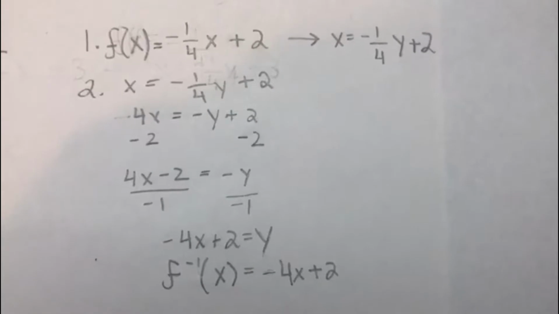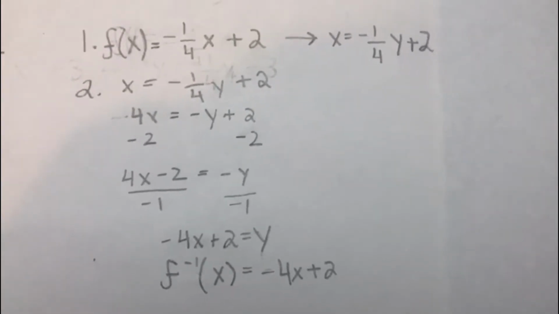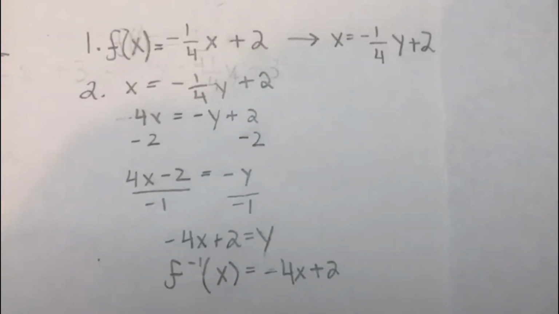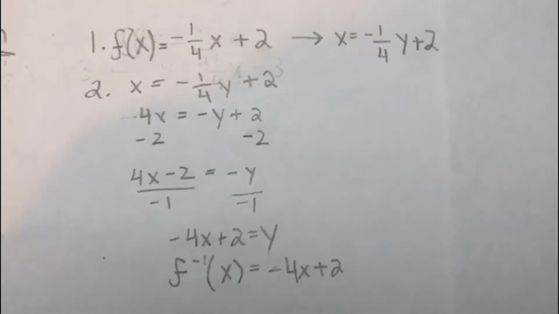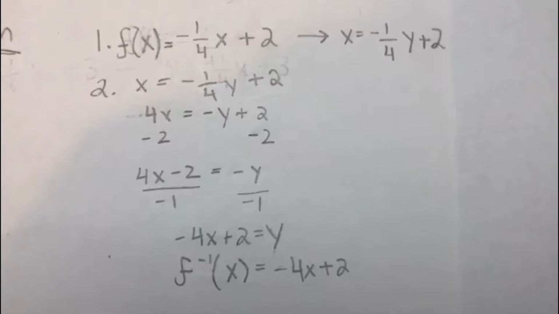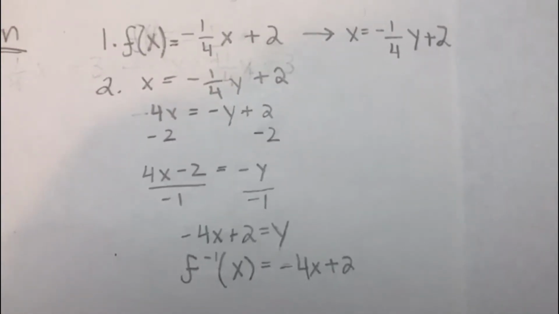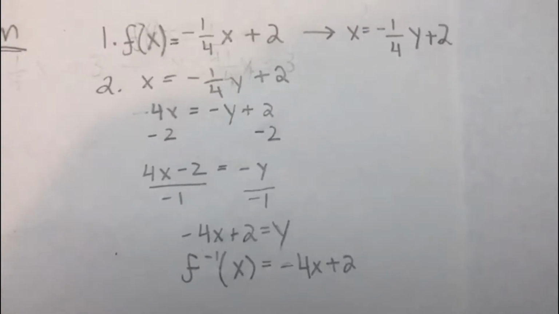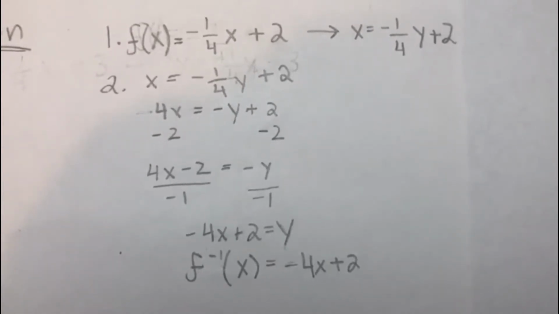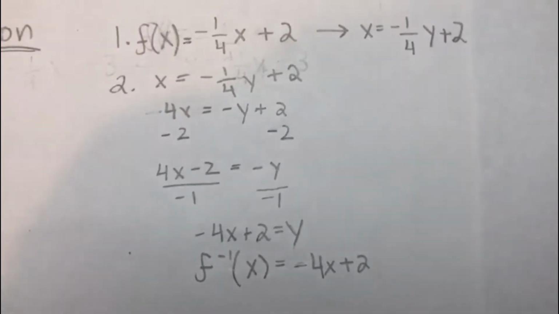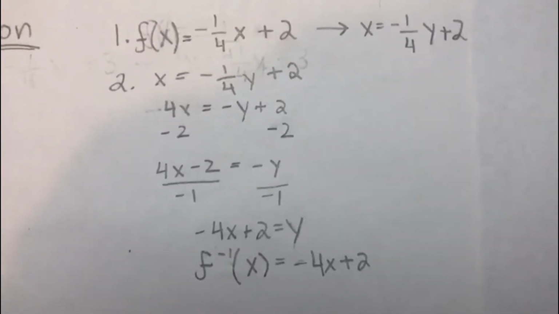In this example, f of x equals negative 1/4 x plus 2, which would then become x equals negative 1/4 y plus 2. In step 2, x would equal negative 1/4 y plus 2, and you would then solve for y, and then you would get negative 4x plus 2, which would be the f inverse of x equals negative 4x plus 2.